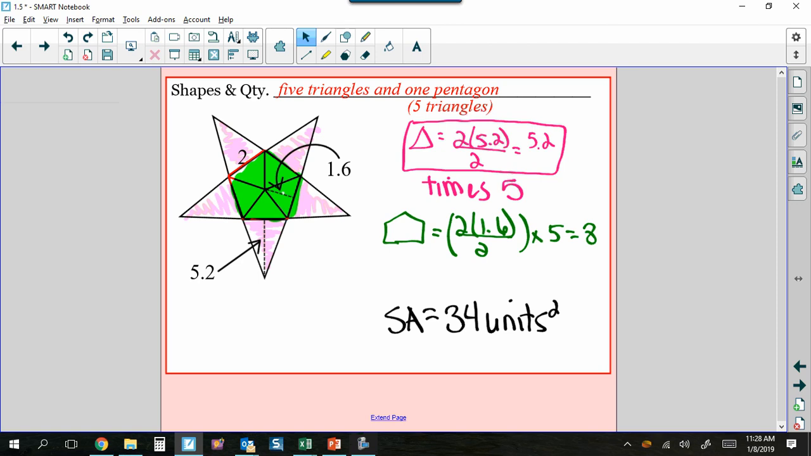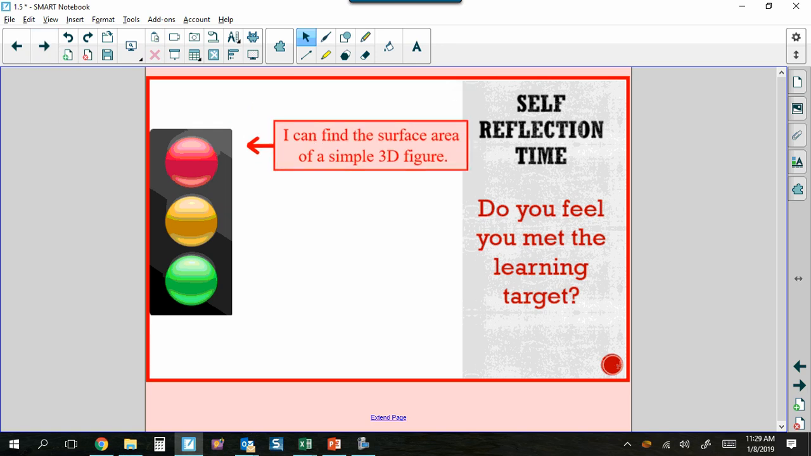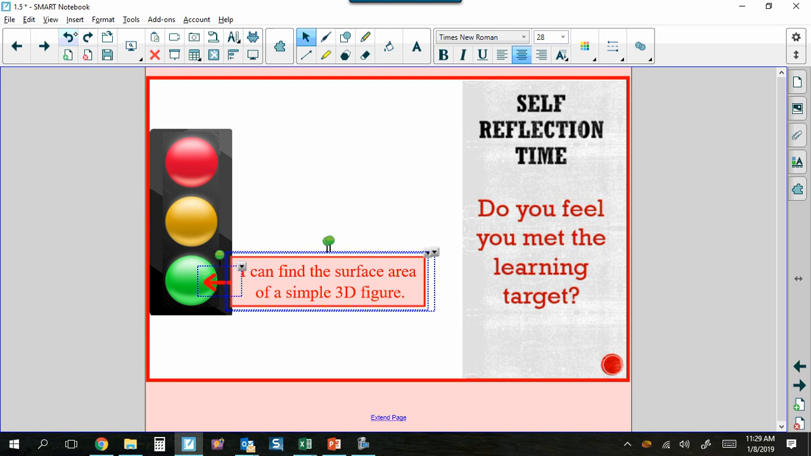Okay, so you should have found the area of this triangle with a base of 2 and a height of 5.2. That gave me an area of 5.2 once you found it, and there are 5 of them. Then the pentagon, you found the area of one of the triangles, which is 2 times 1.6 divided by 2, and then times 5, which gave me 8. You had to then add the 5.2 5 times, and add 8 to that, giving you a total surface area of 34 units squared. If this is something that you're struggling with, you're going to need to go ahead and talk to one of your teachers, especially with drawing the triangles inside the different polygons.